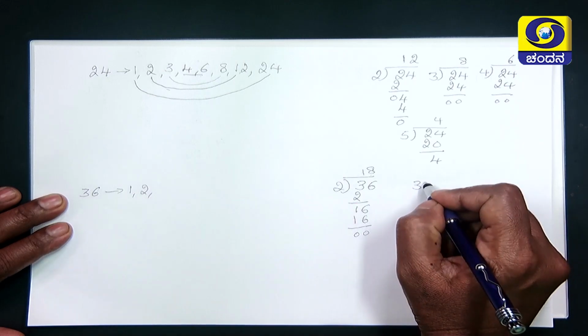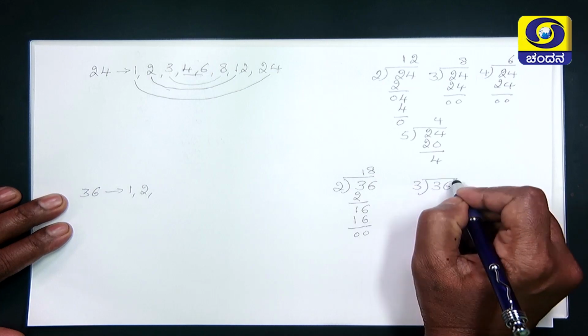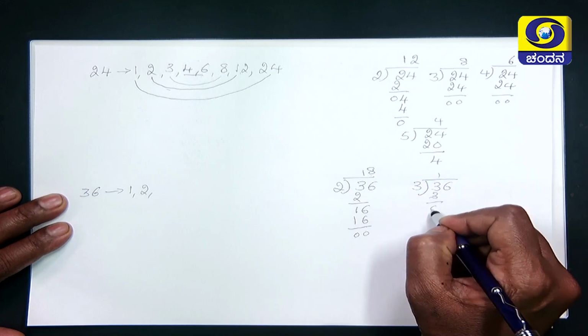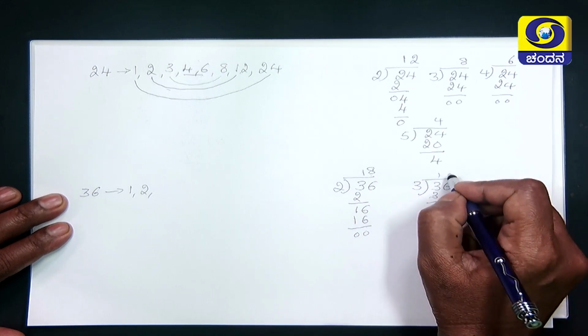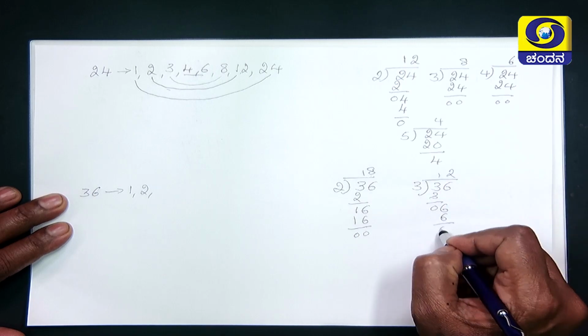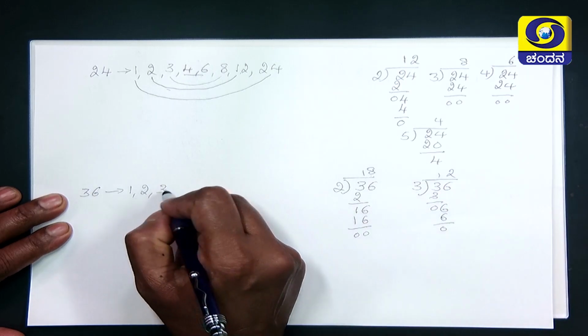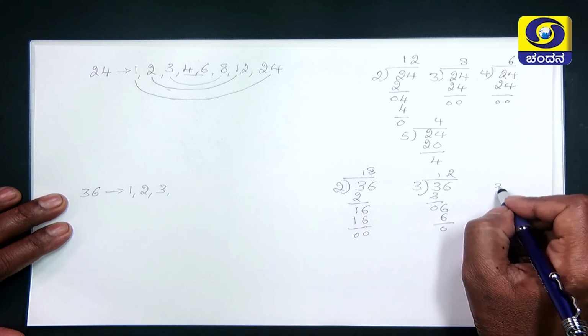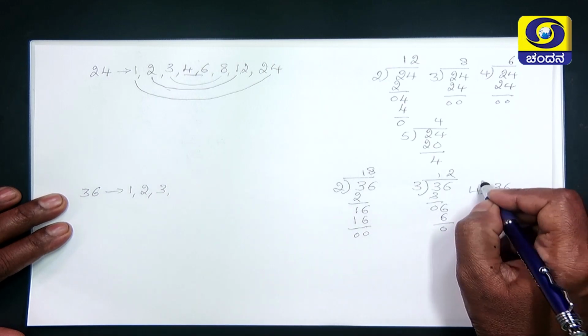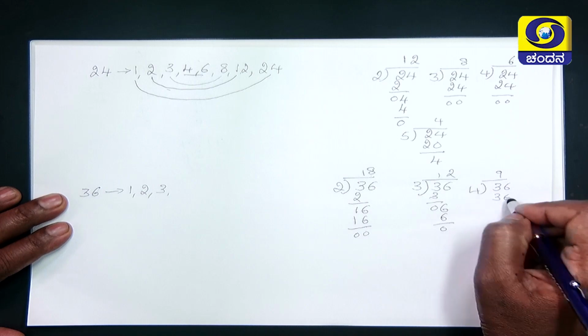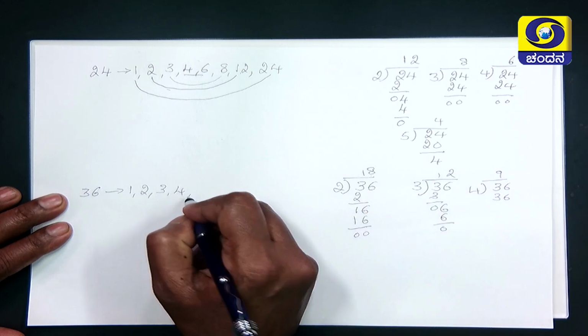Now, divide by 3. 3 ones are 3, remainder 0, take 6 down, 3 twos are 6, remainder 0, yes 3 is also a factor. Take 36, divide by 4, 4 9s are 36, yes 4 is also a factor.